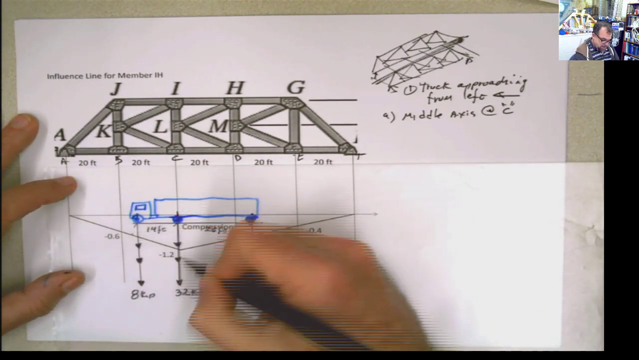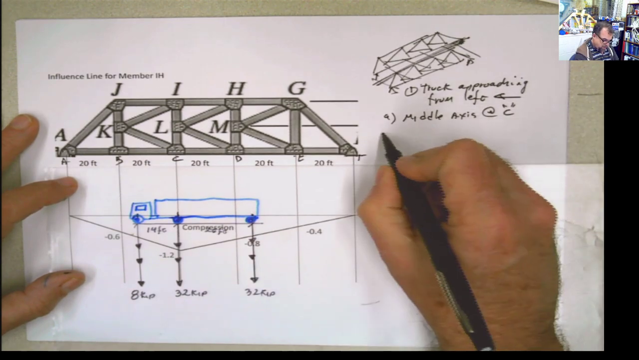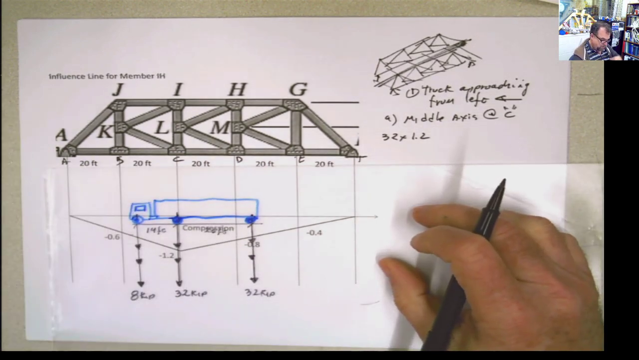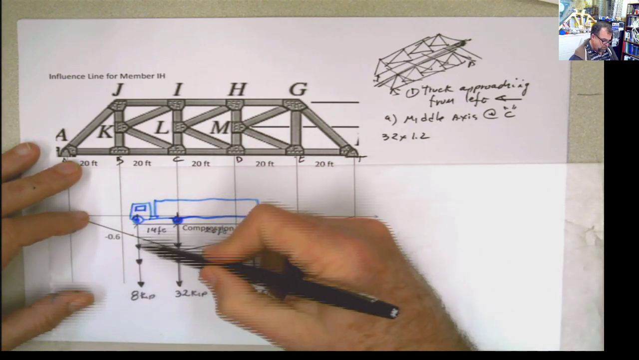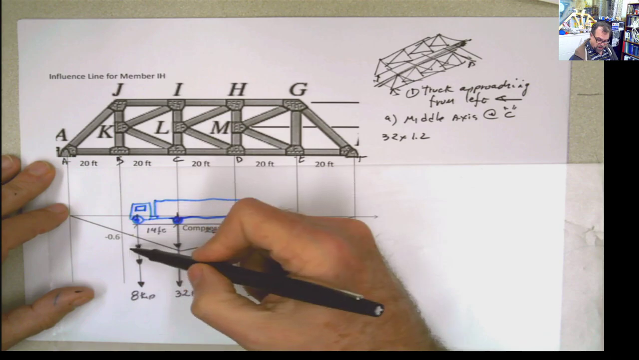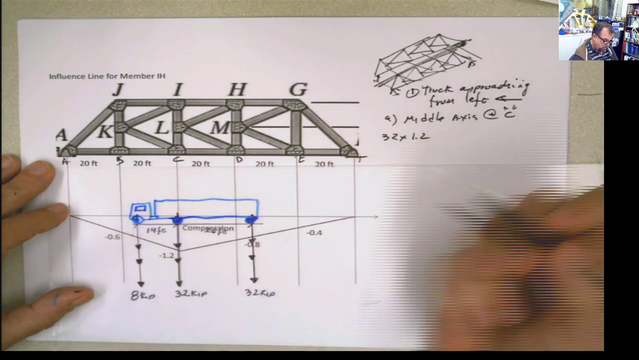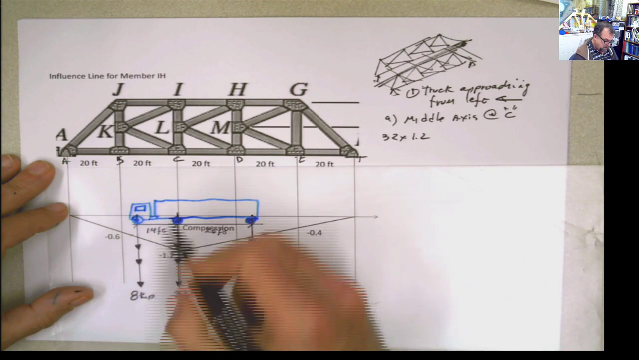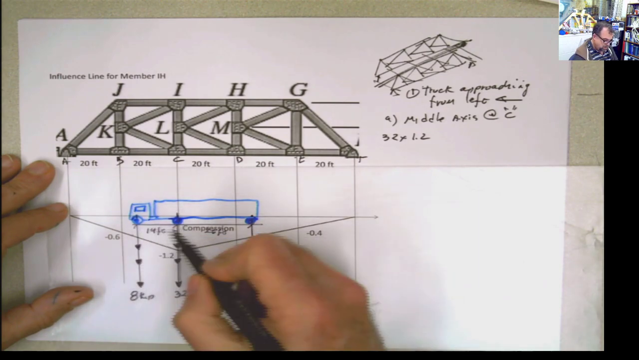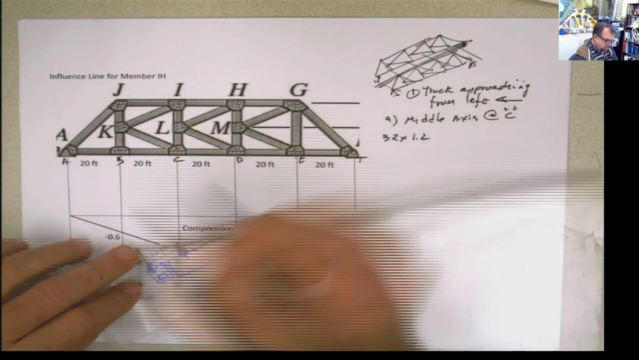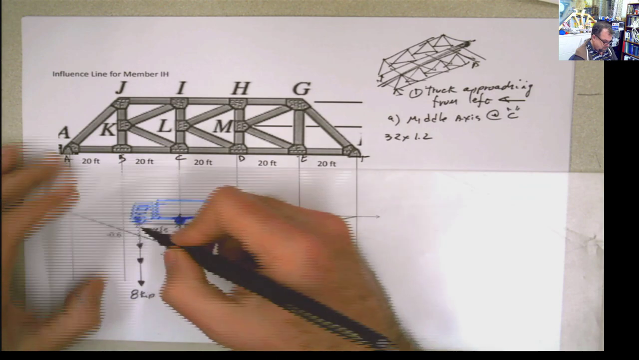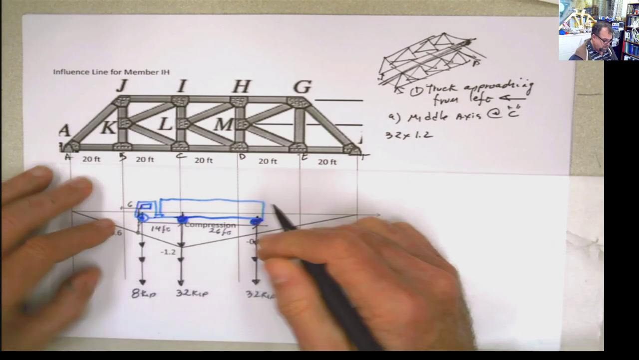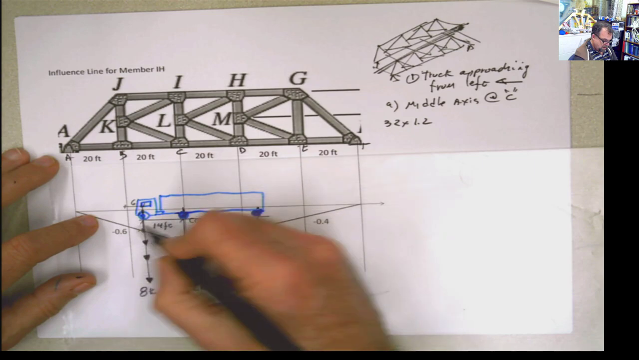Let's start from the center one. The effect when the wheel is there will be 32 times 1.2, negative, because everything is negative. Now we have the front wheel. For the front wheel, we have to interpolate to find the value at that point. The distance between these two wheels is 14 feet, which means there are going to be 6 feet between the location I'm looking for and the actual location that I have.